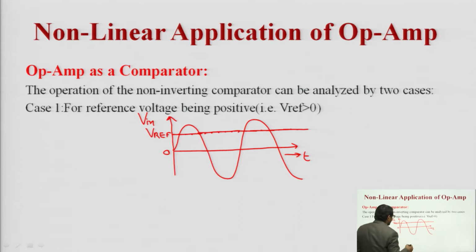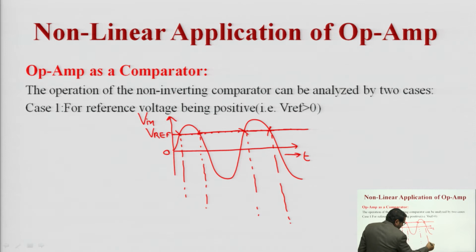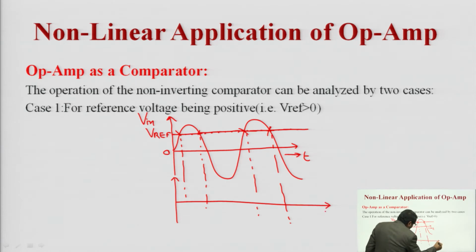This is the V reference, and a point is noted where the V reference cuts the sine wave. This is the cutting point where the V reference, a fixed DC signal or known signal, cuts the sinusoidal signal. So, we draw a vertical line at this cut point. Our motive is to draw the signal for output voltage V out versus time.